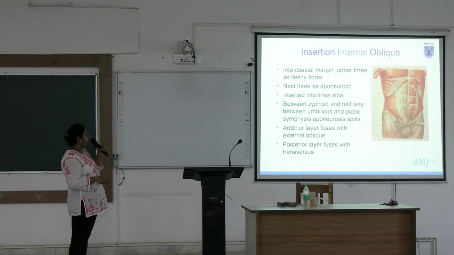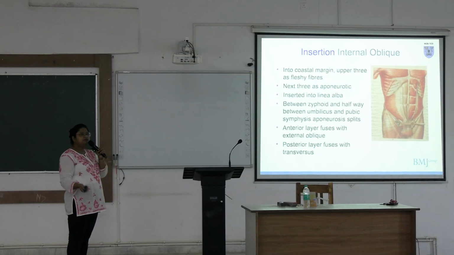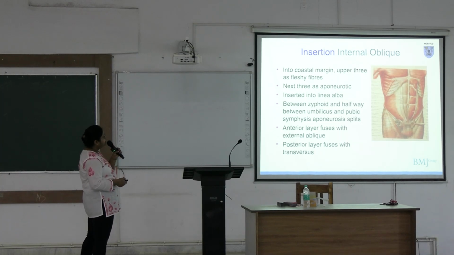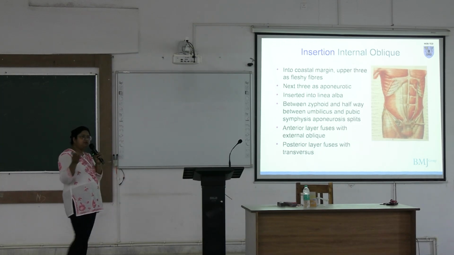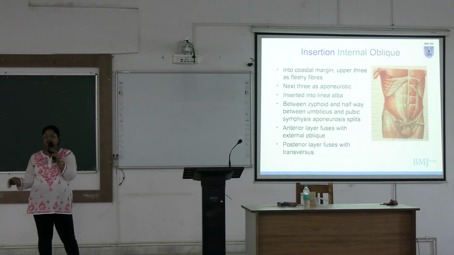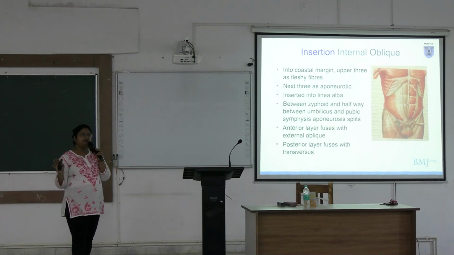Okay, and anterior layer fuses with the external oblique. Here this is how it is forming the rectus sheath, and posterior layer fuses with the transversus abdominis, forming posterior wall of the rectus sheath. So this aponeurosis of internal oblique, it is dividing into 2 layers, anterior layer and posterior layer. Anterior layer is fusing with the external oblique to form anterior wall of the rectus sheath, and posterior layer is fused with the transversus abdominis to form posterior wall of the rectus sheath.